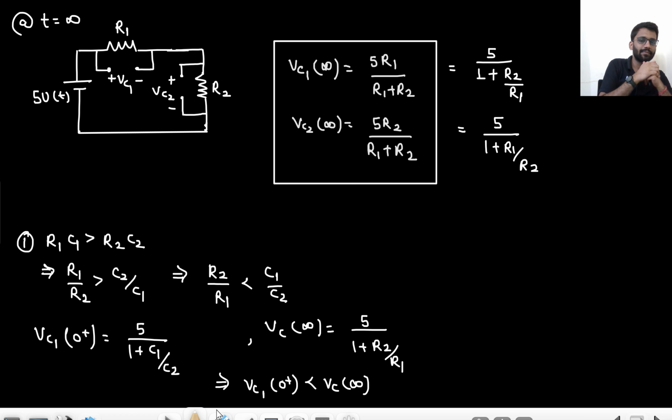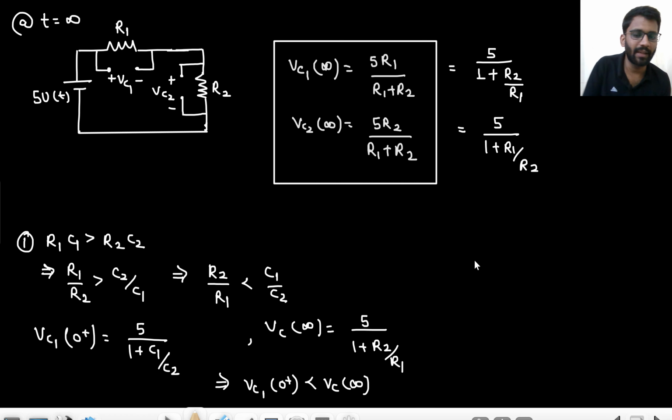Are you getting this point? Did you understand this point or not? Which one is the larger value? R1 C1 greater than R2 C2, it is given. So from there you can write R2 by R1 is lesser than C1 by C2. So C1 by C2 is the larger value. So 5 upon 1 plus C1 by C2, if this is larger, the overall is low. So this VC1 at 0 plus is lower than VC infinity.